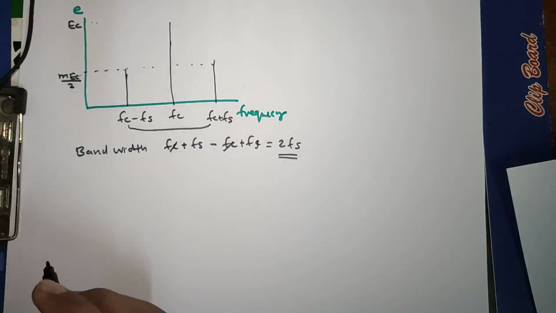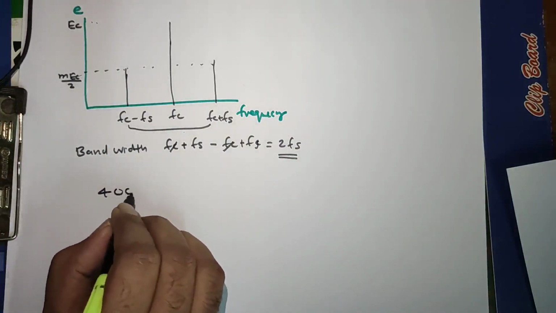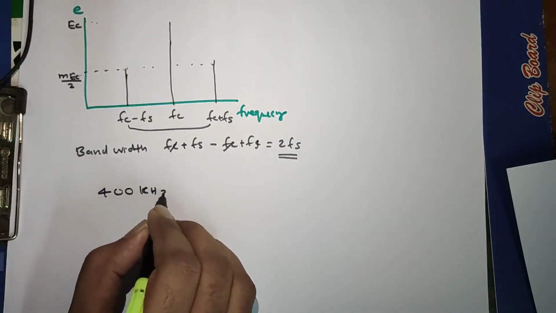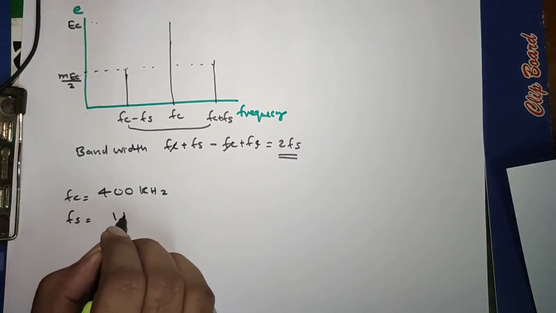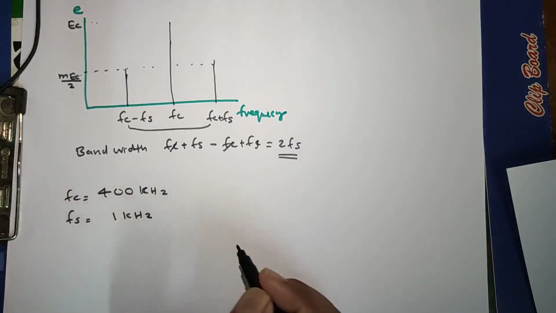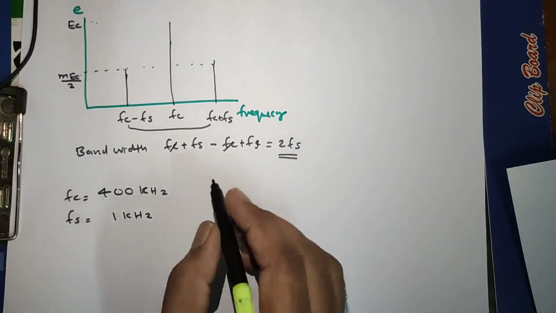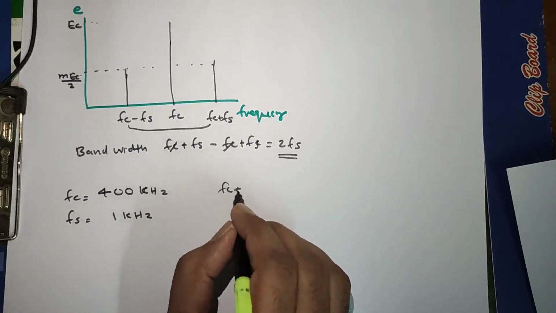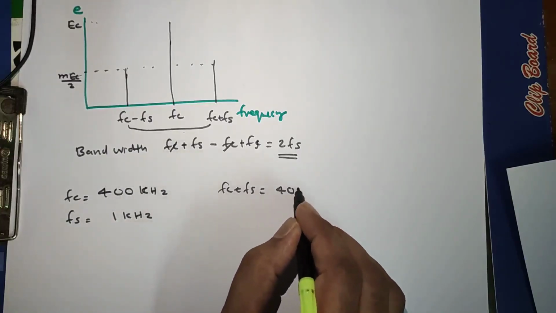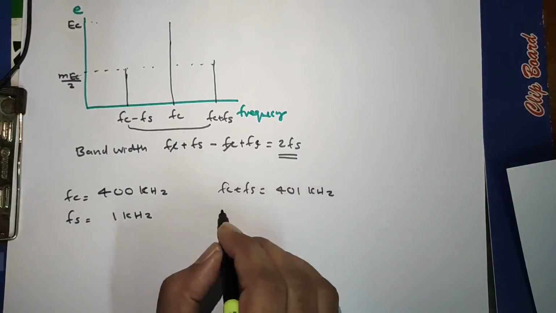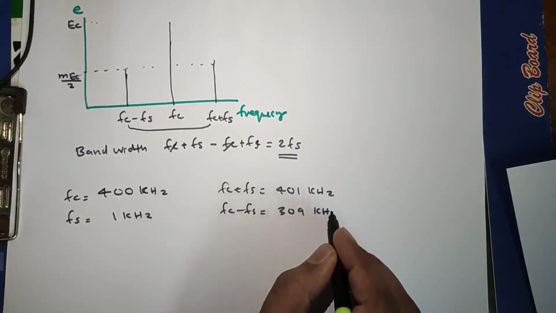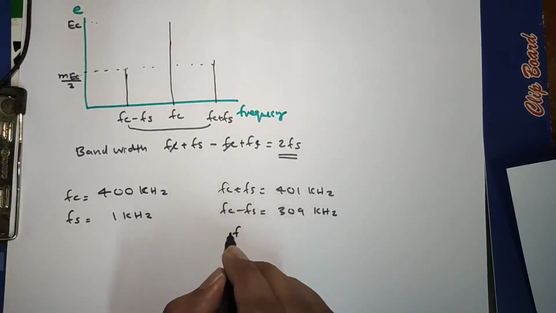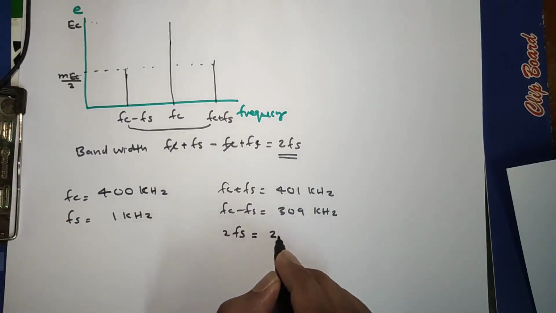Okay, let us consider a case. Suppose 400 kilohertz is the frequency of the carrier wave, and the frequency of the signal is equal to 1 kilohertz. Our audio signal frequency is 1 kilohertz. Then the upper sideband frequency FC plus Fs will be equal to 401 kilohertz, and the lower sideband frequency FC minus Fs will be equal to 399 kilohertz, and the difference, 2 times Fs, which is the bandwidth, will be equal to 2 kilohertz.